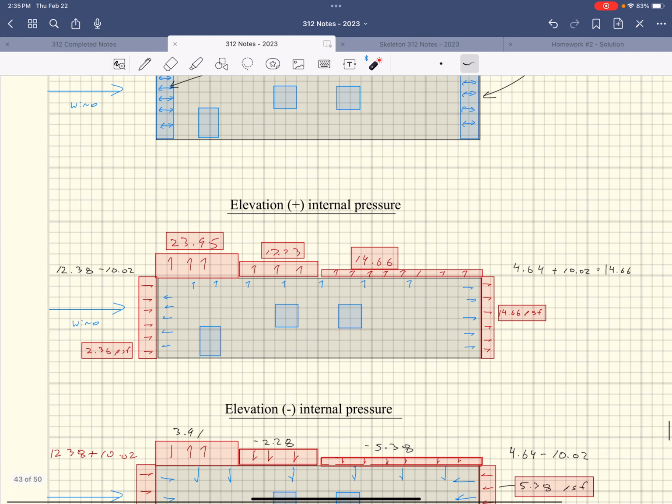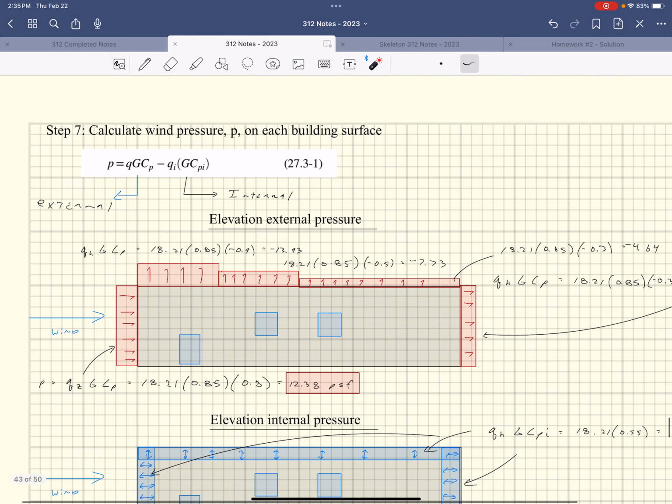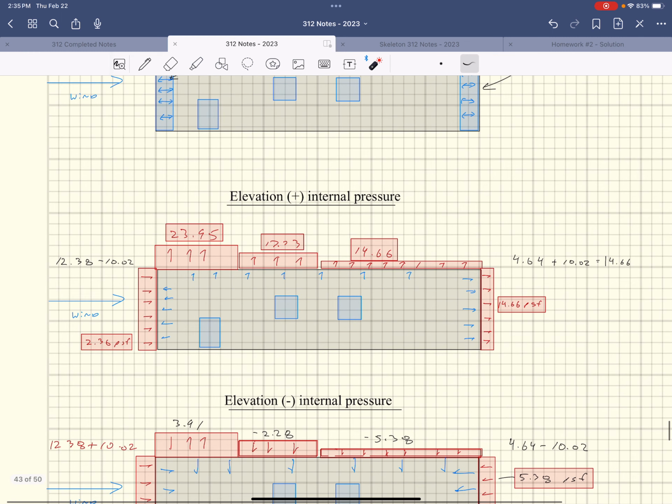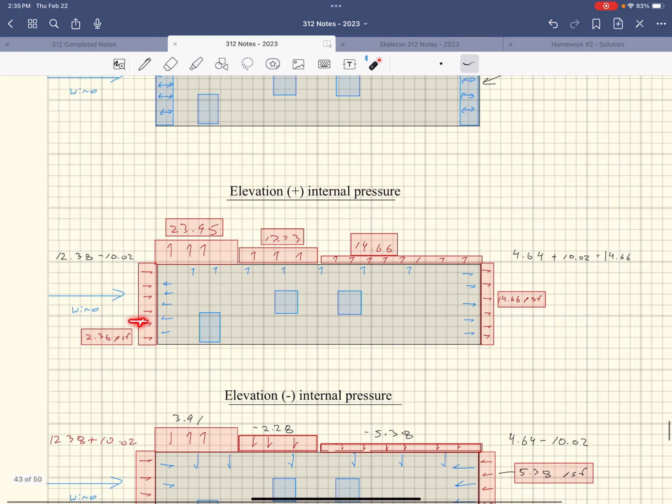So I'm going to do it once for positive internal pressure. That means it's acting towards the surface of the inside, so it's pushing out on this thing, as the arrows indicate right here. And so then you work it out. I've got 12.38 is what I calculated for the external, right here. But the internal pressure is acting in the opposite direction. I got this guy, and so they're acting in opposite directions.